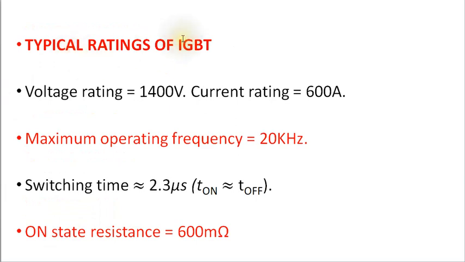And the typical rating of the IGBT I have mentioned before. The voltage can be 1400 volts and the current 600 amperes, or 1200 volts, 1000 amperes, as we have seen before. And the maximum operating frequency, as mentioned, is 20 kilohertz, and the switching time is as low as 2.3 microseconds. And the on-state resistance, that is when it is conducting, the resistance is as low as 600 milliohms.